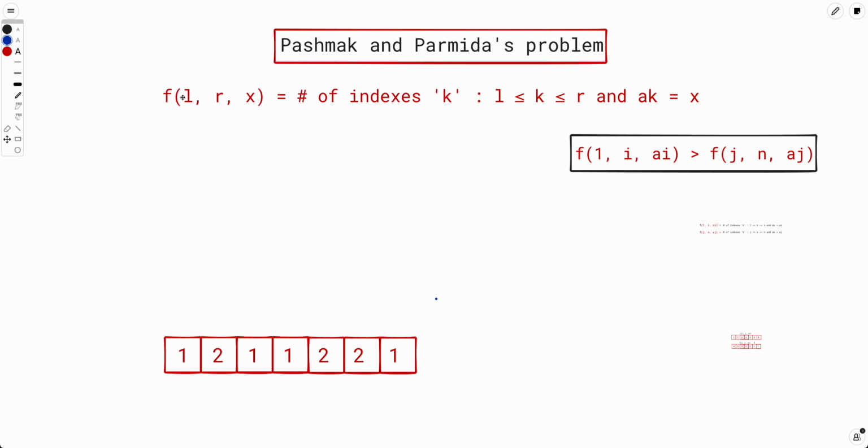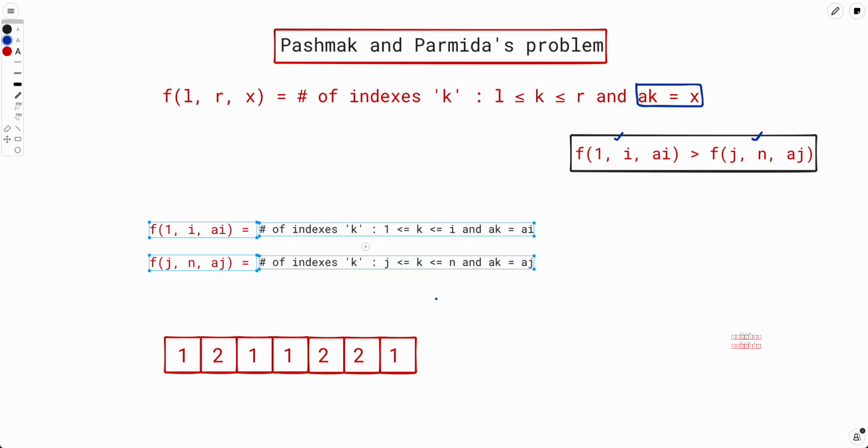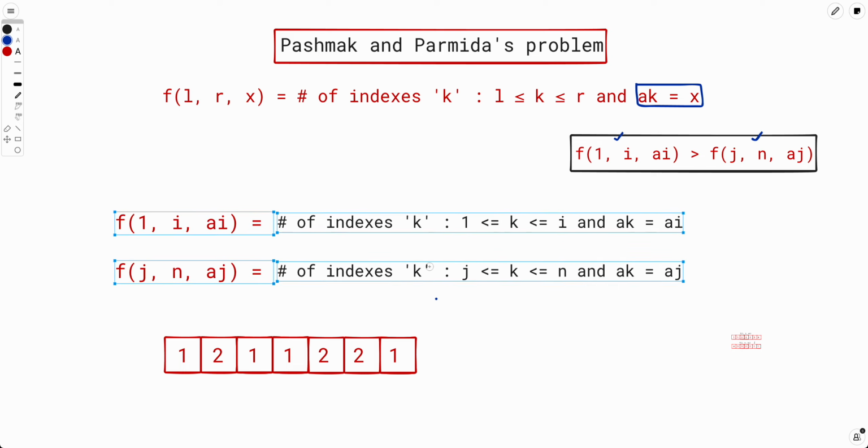First of all, this is your function f_lrx, which is the number of indices k which satisfy these constraints. So k should be in the range l to r, and ak should be equal to x, right? Now you need to figure out the number of indices i and j which satisfy these inequalities. So let's first try to decode what f1ai is, or fj and aj. Let's expand them as per the definition of the function.